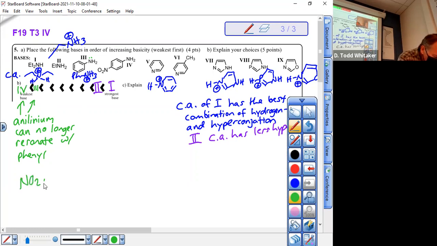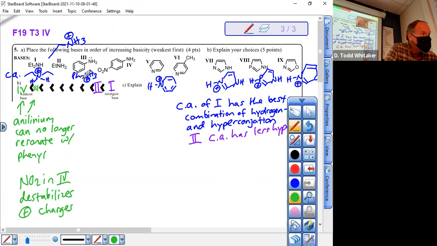NO2 in 3 or 4 destabilizes plus charges. So it's going to be harder to make this conjugate acid with an NO2 on the phenyl right here, because NO2 is trying to pull electrons away. It's the strongest inductive group we know. And a cation is missing electrons. That's why it's a cation. So you can't pull electrons away from something that's missing electrons. And there's that.